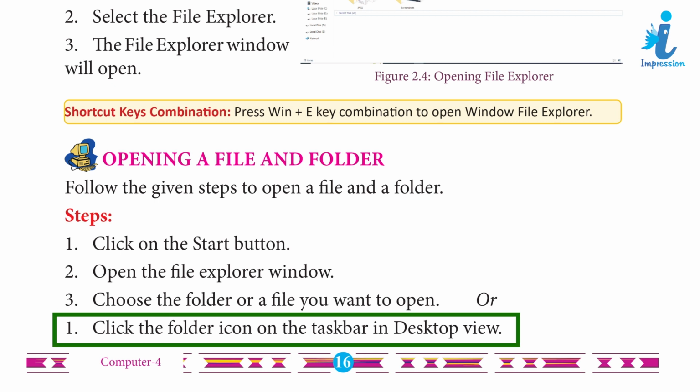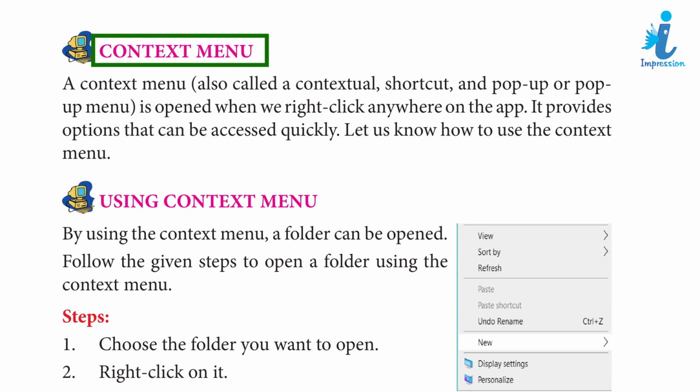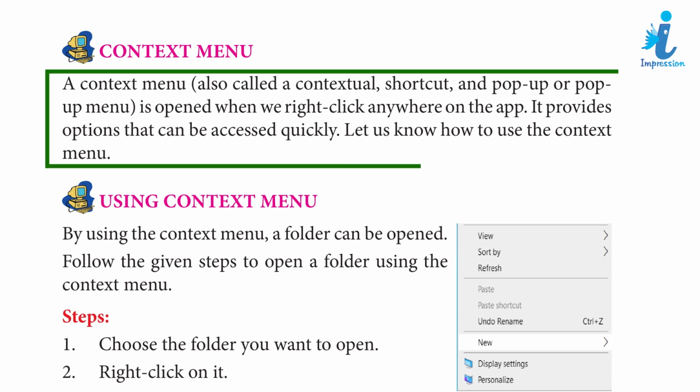Context menu. A context menu, also called a contextual, shortcut, pop-up or pop-up menu, is opened when we right-click anywhere on the app. It provides options that can be accessed quickly. Let us know how to use the context menu.